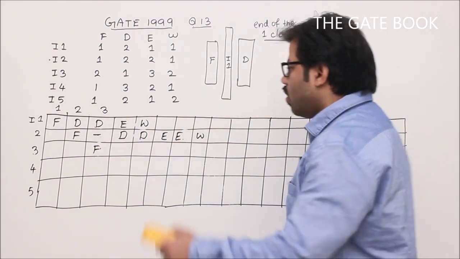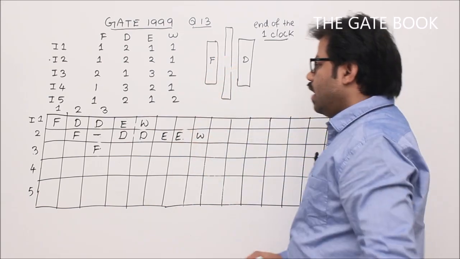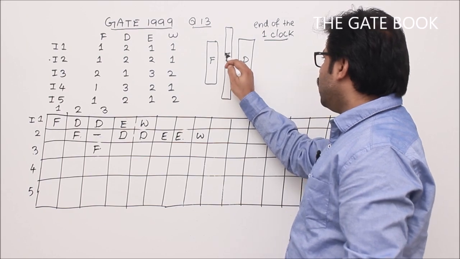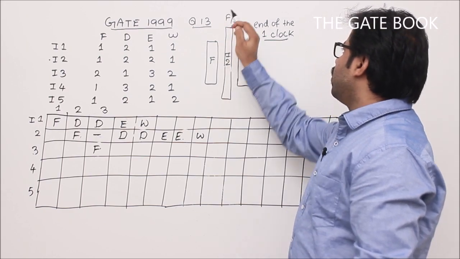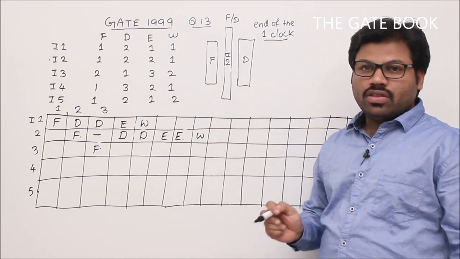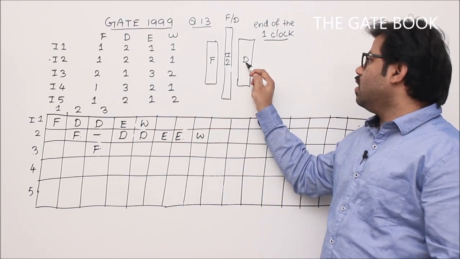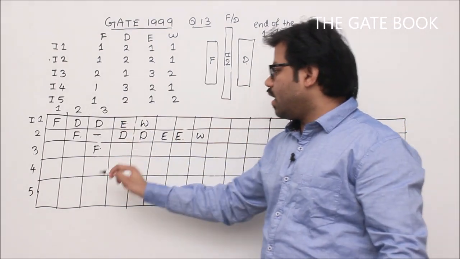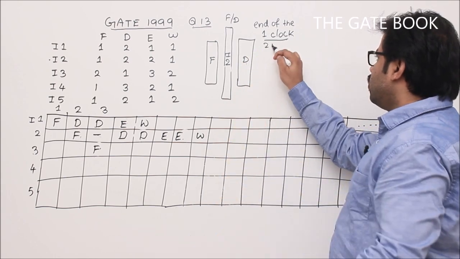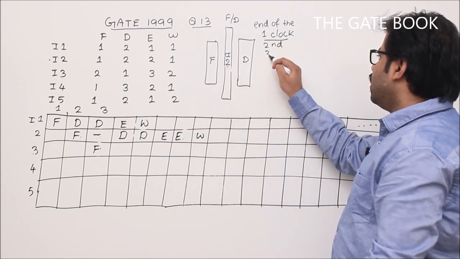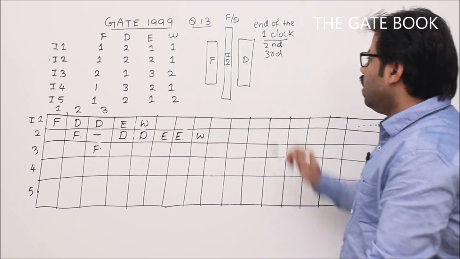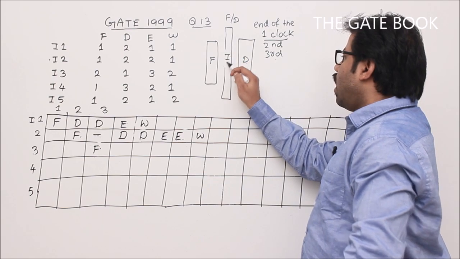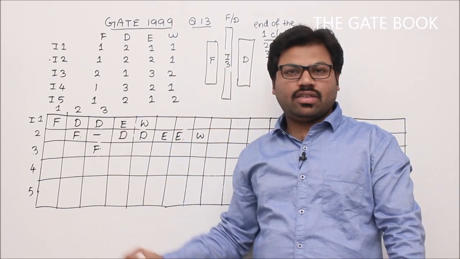At the end of the second clock cycle, since you fetched instruction 2 in the second clock cycle, instruction 2 will come to this buffer. This is the fetch-decode buffer, right? Why do we do that? So that in the next clock cycle, this instruction 2 will be decoded, correct? Now in the third clock cycle, you are fetching again. At the end of the third clock cycle, you are fetching this instruction 3. When you do that, I2 will be replaced by I3, correct?